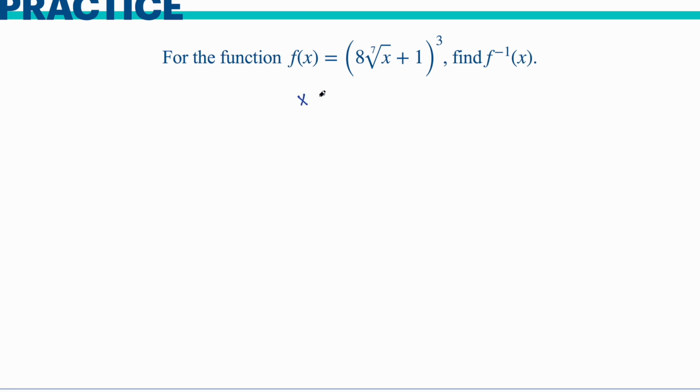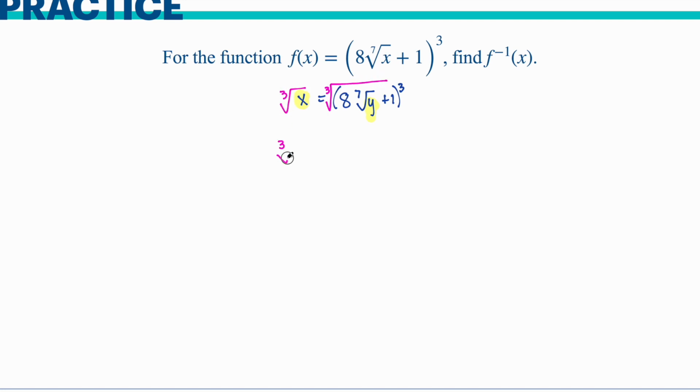Okay, so the first thing we're going to do is swap the variables. First thing, make sure you swap. Now I'm going to have to work from the outside in. So the first thing I do is get rid of the 3. So the opposite of a cube is a cube root.